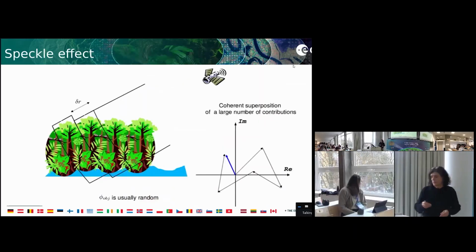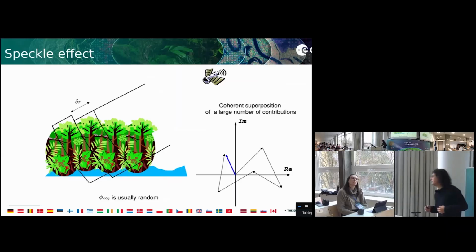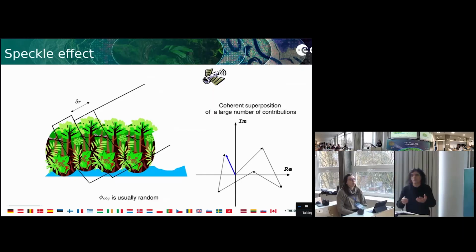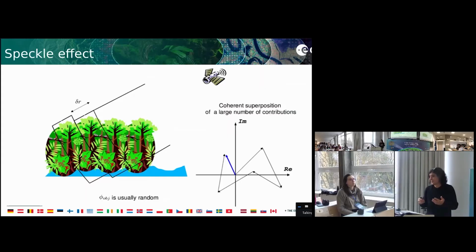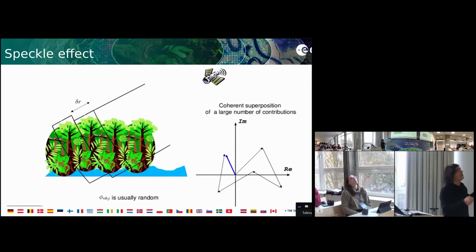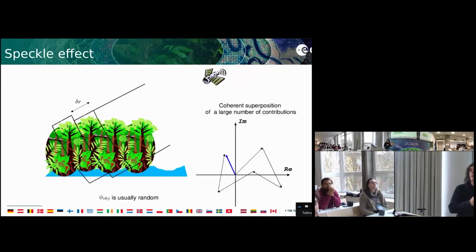So let's talk about speckle. Speckle is why many people who are not specialized in signal processing prefer to use multispectral data rather than SAR ones, because there is this speckle. When you look for the first time at a SAR image, it doesn't look nice, and you need to apply some processing to make it look nicer. So speckle is not a noise. It is modeled as a noise, but it is a physical effect.